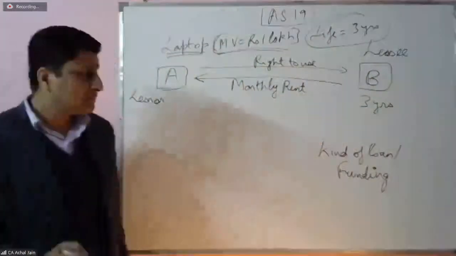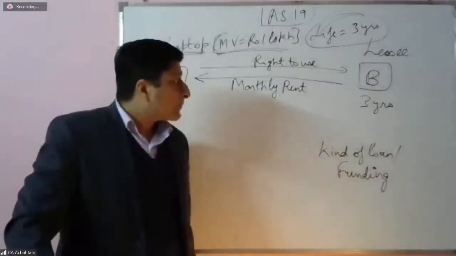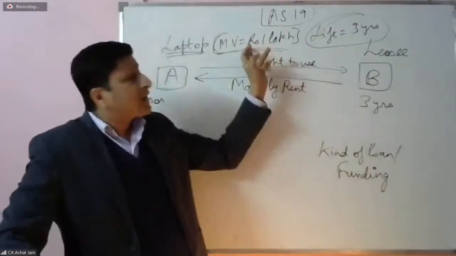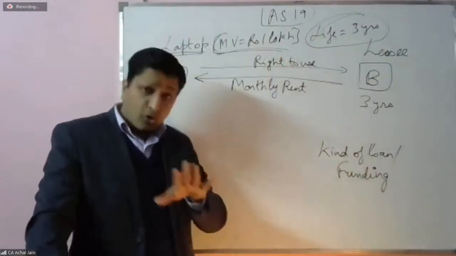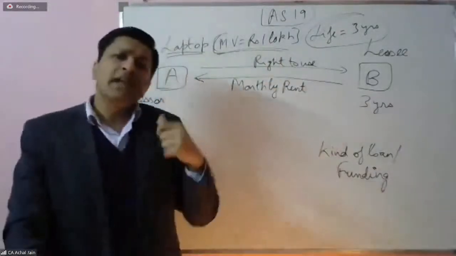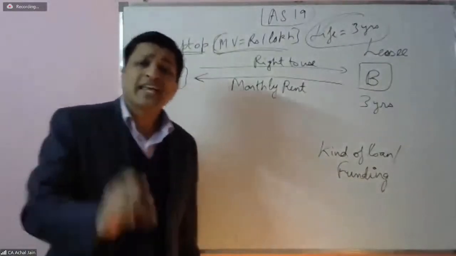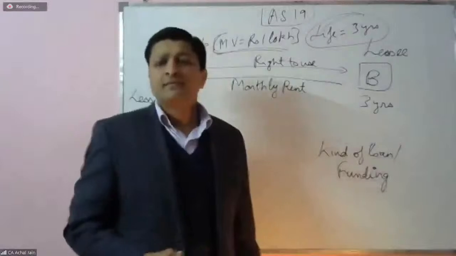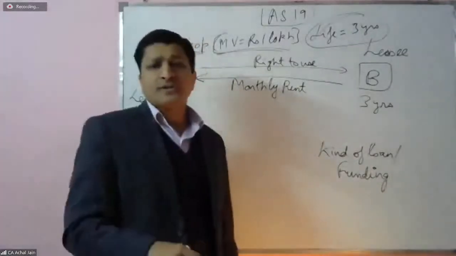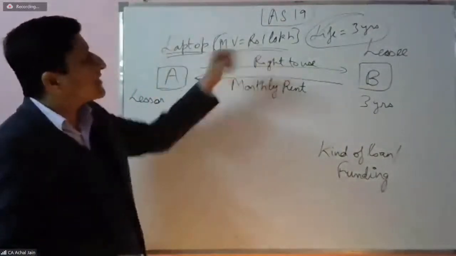Let me just explain to you, and then you will be able to relate to this. If B wants a laptop, what can B do? B can go to the market and purchase this laptop for 1 lakh, or you can say A is the dealer. B can come to A and buy the laptop for 1 lakh, wherein it will be a sale and purchase transaction between B and A. But currently B doesn't have the resources adequate enough to buy this laptop.